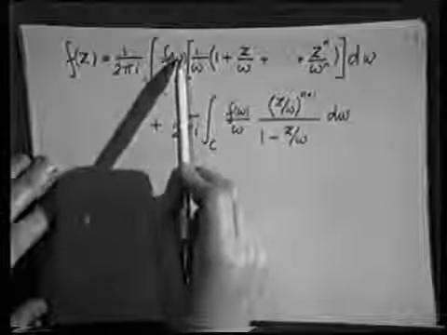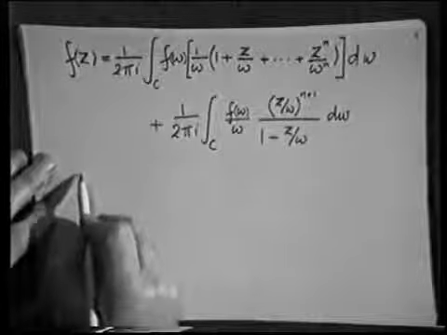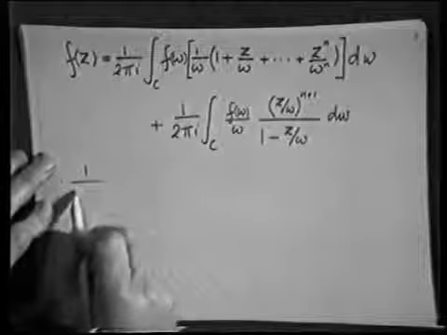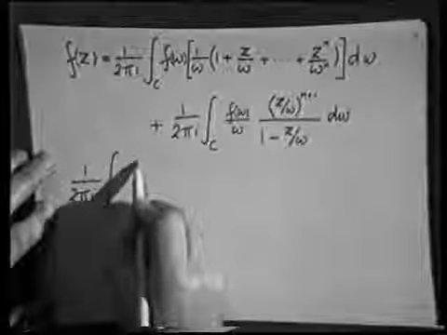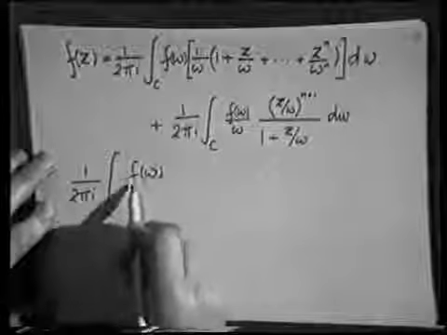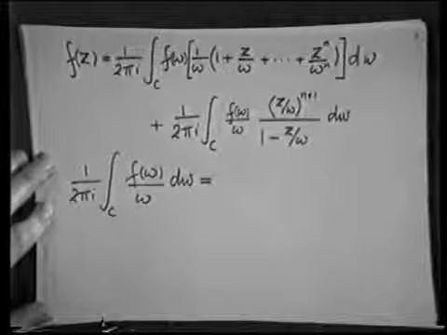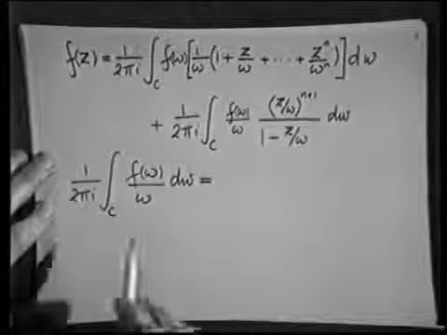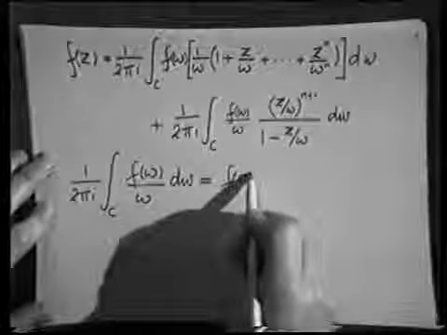The first term, which is f of w times 1 over w dw, the integral of that. Well, it's 1 over 2 pi i, the integral around the contour, f of w over w dw. What's that equal to? Well, that's easy. That's simply Cauchy's integral formula, so that's f at 0. Well, of course, it better be.